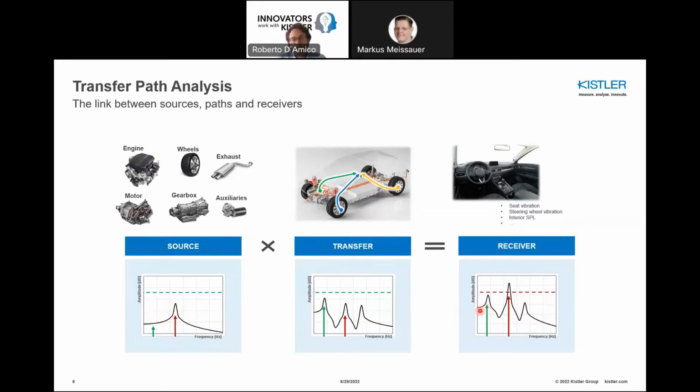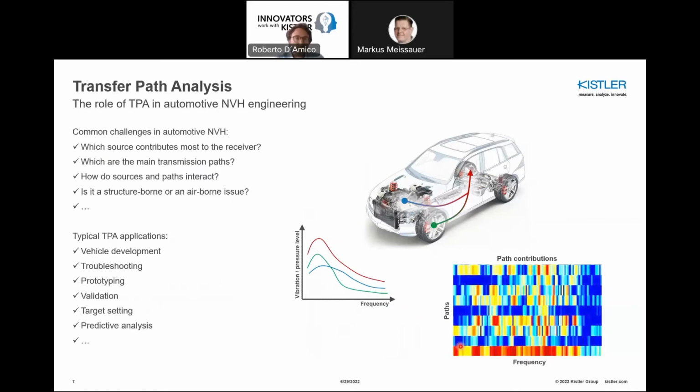All in all, what I want to tell you is that transfer path analysis is going in the direction of separating the source and the transfer, to understand better what is happening at the receiver, and then to try to design, model, and engineer the type of behavior your system is going to have. Now, when it comes to the role of transfer path analysis in automotive engineering, as Markus correctly stated, this approach is increasing in relevance because it allows us to address common challenges in automotive NVH.